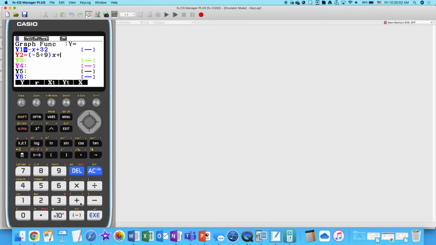Okay, and you can see it actually turns it into a fraction. Now I could draw this, but I don't actually see anything. Why is that? Yeah, window settings.